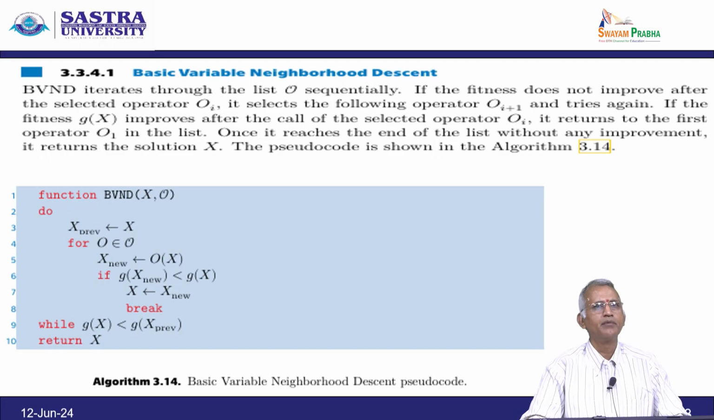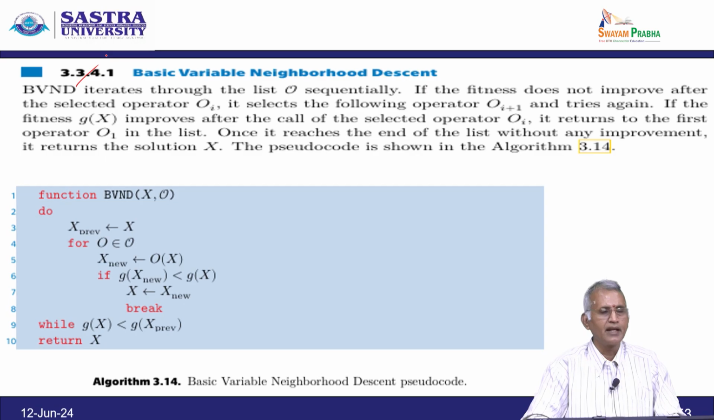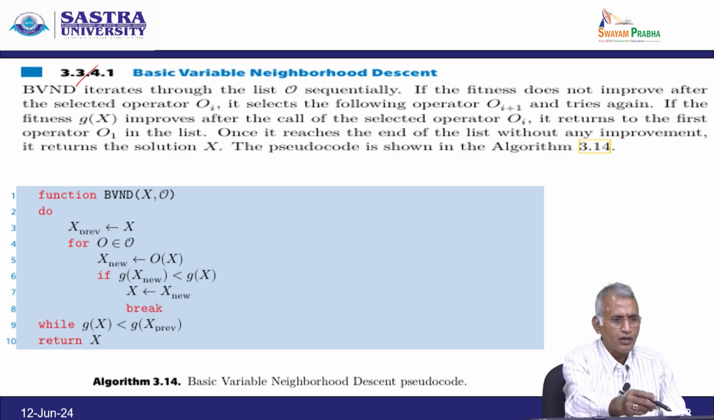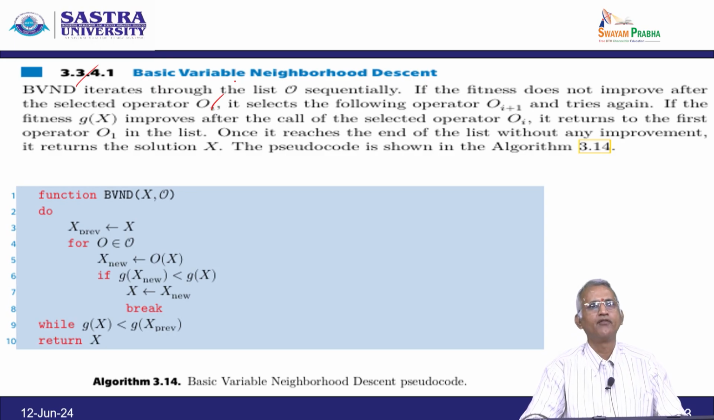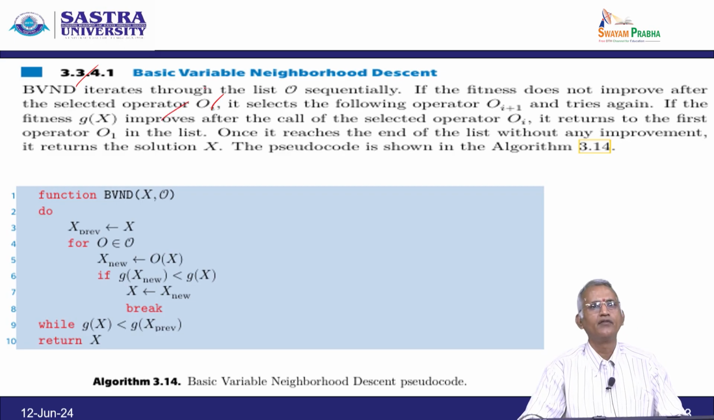Next, basic variable neighborhood descent. Basic variable neighborhood descent iterates through the list O sequentially, in order. If the fitness g of x does not improve after the selected operator O_i, it selects the following operator O_{i+1} and tries again. If the fitness g of x improves after the call of the selected operator O_i, it returns to the first operator O_1 in the list. Once it reaches the end of the list without any improvement, it returns the solution x.